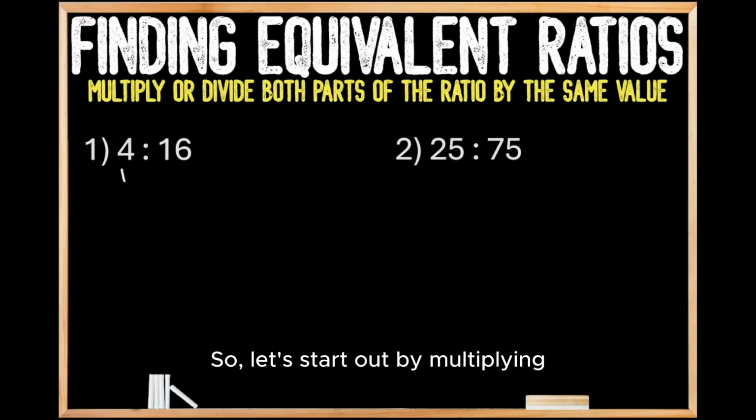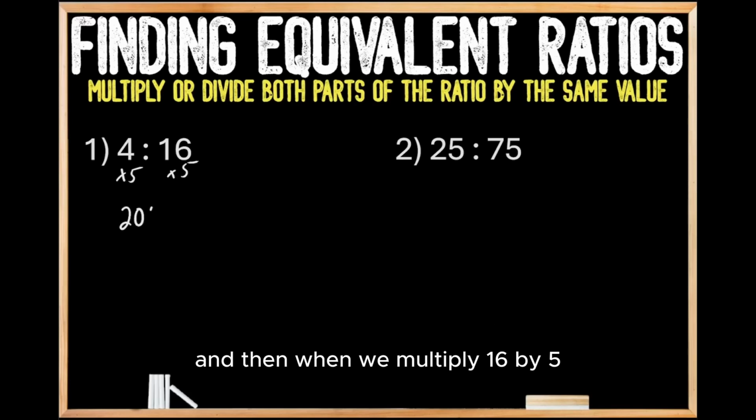So let's start out by multiplying both parts of this ratio by 5. When we multiply 4 times 5, we get 20. And then when we multiply 16 by 5, we get 80, for the ratio of 20 to 80, which is equivalent to 4 to 16.